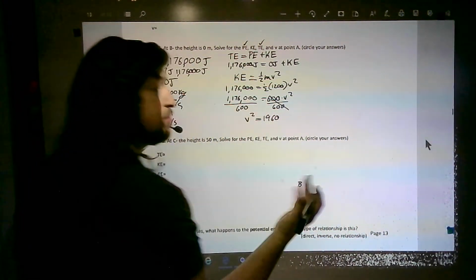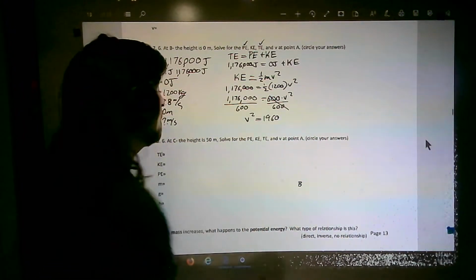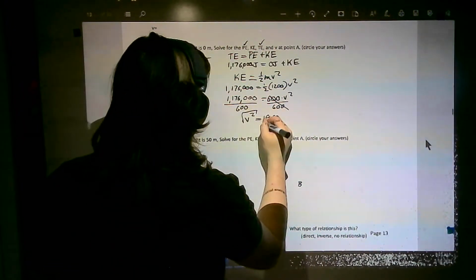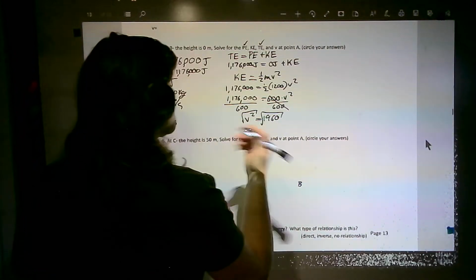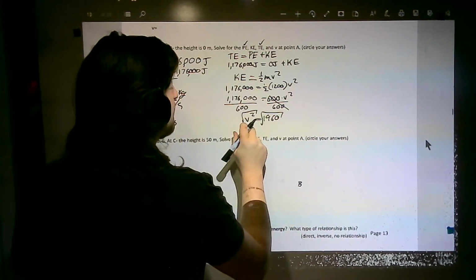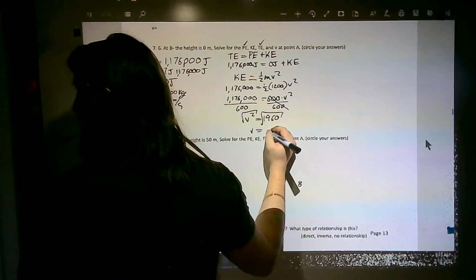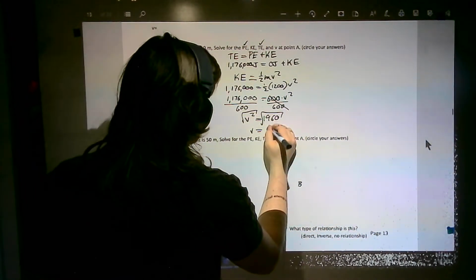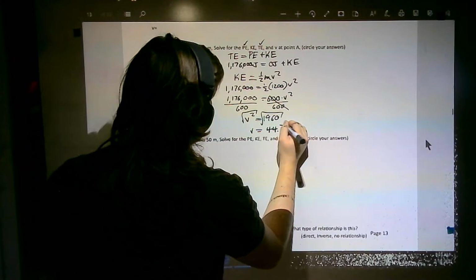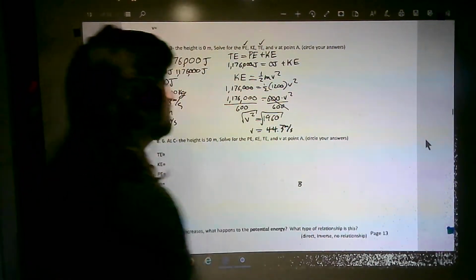1,960. Don't make the mistake of stopping here. Sometimes people feel like they're done. They've got a big number. This coaster, it feels like it should be a big number, but we had found a big number for v squared. Take the square root, and that's going to give us velocity, which ends up being about 44.3 meters per second.